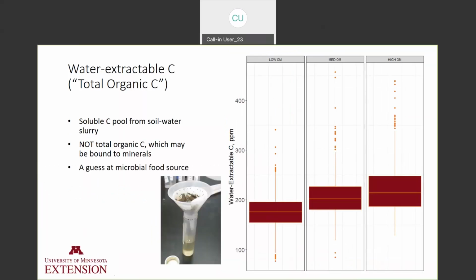I have these three panels, one on the left for the low organic matter data, in the middle for the medium, and on the right for the high. And then in this case, I'm looking at water extractable carbon, but that'll vary from slide to slide.